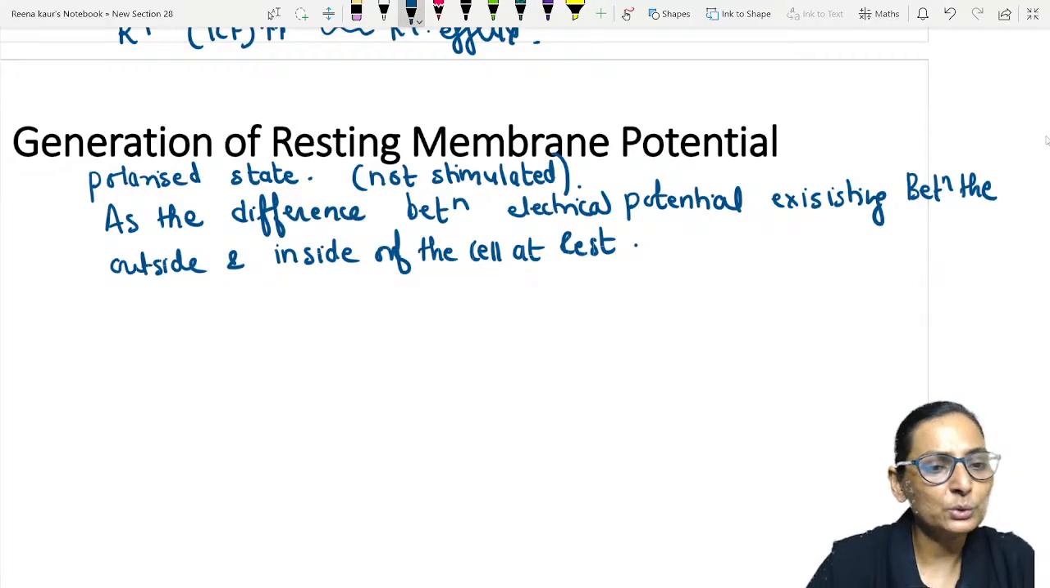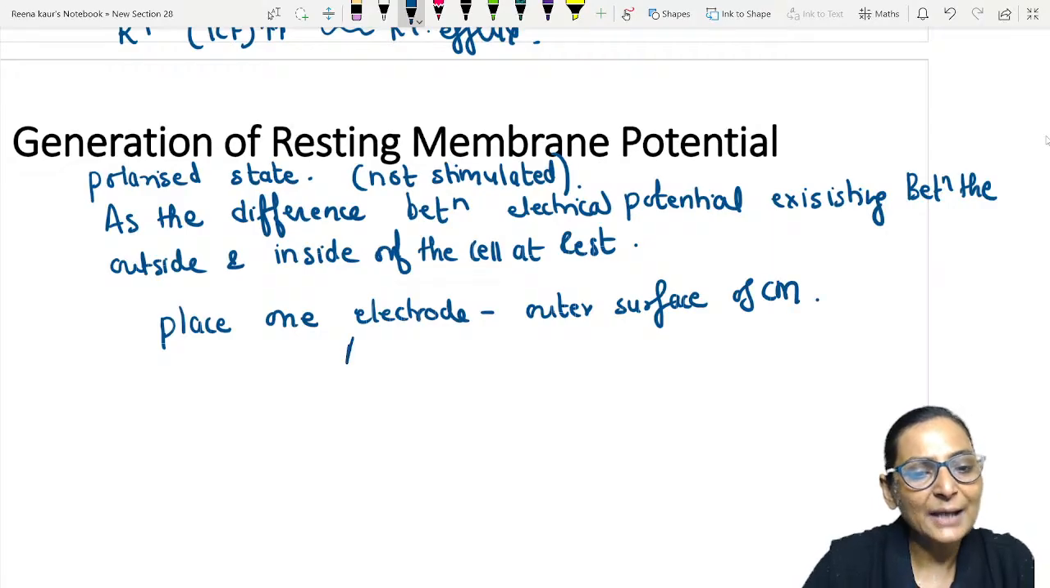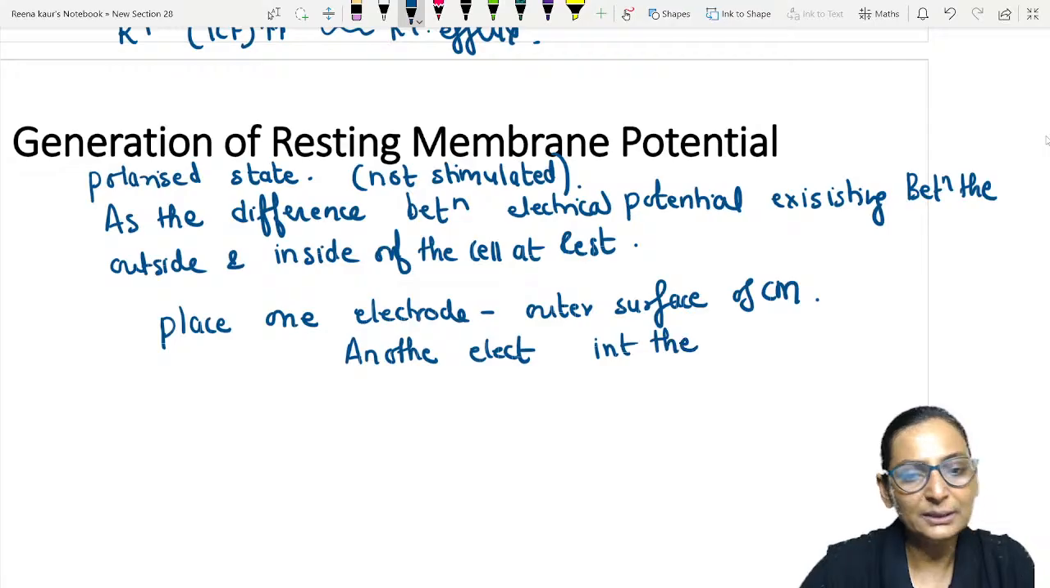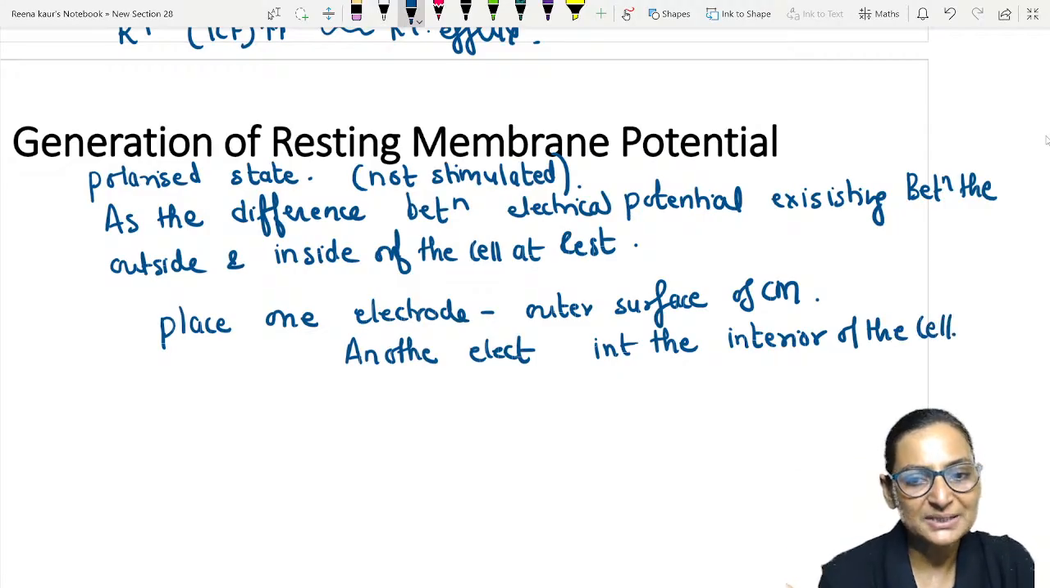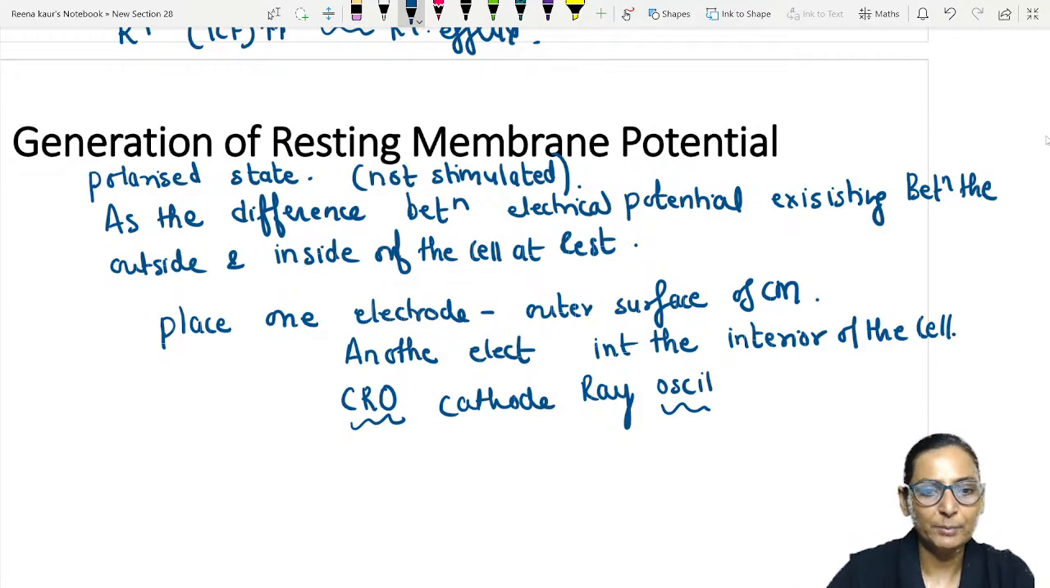How can you measure it? What you can do is place one electrode on the outer surface of the cell membrane, and place another electrode into the interior of the cell. So one you keep on the outer surface of the cell membrane, the second one you keep in the interior of the cell, and you connect the two electrodes to a cathode ray oscilloscope. Okay, you connect it to the cathode ray oscilloscope, and you will find that your resting membrane potential can be measured.